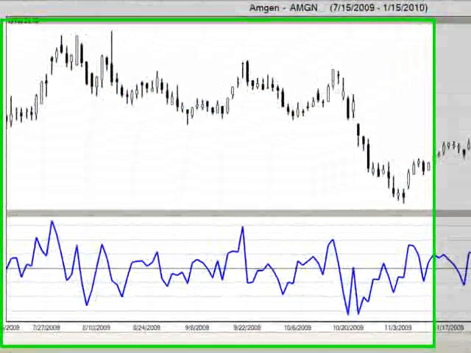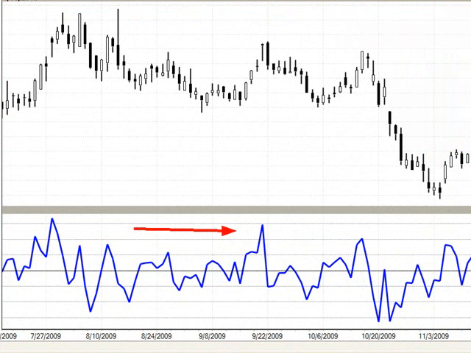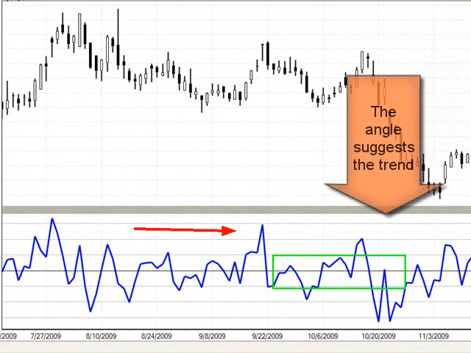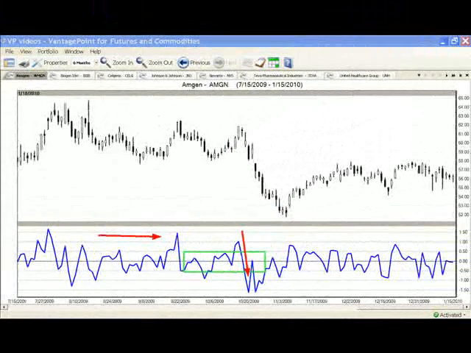Predicted strength is a 3-day moving average of typical prices predicted 2 days ahead minus the current 3-day moving average. A typical price is the average of the high, low, and close. The value of predicted strength relative to the zero line is a key indicator of trend. The angle of the predicted strength line in conjunction with other indicators also suggests what the trend could potentially be. The value of predicted strength primarily is finding the best market to trade when you have several choices.